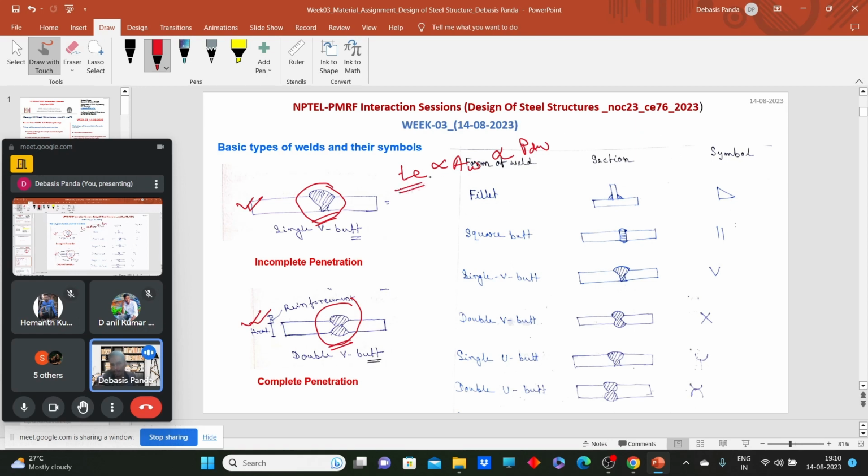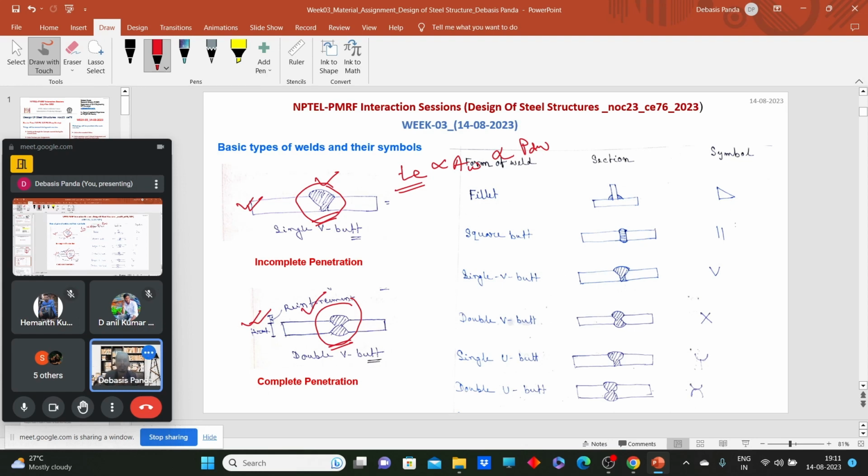That means if we increase or decrease the size of the throat thickness, what will happen? The load carrying capacity of the joint will increase or decrease. So later on we will know for the incomplete penetrated butt weld what should be the throat thickness, and for the complete penetrated butt weld what should be the throat thickness. So basically these two forms have the basic difference of the throat thickness.